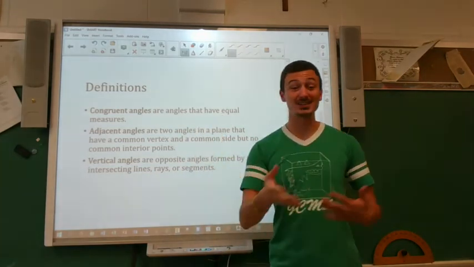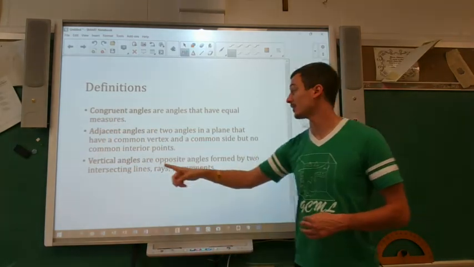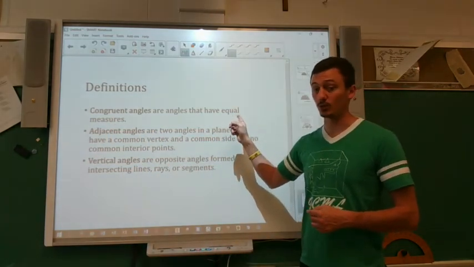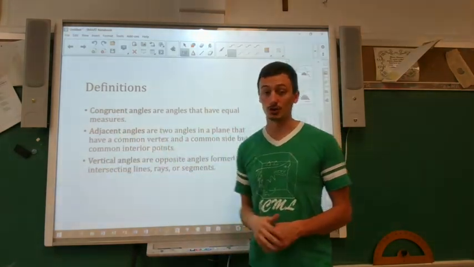Congruent and equal both mean the same, but if you're talking about geometric shapes, they're congruent. If you're talking about numbers, they're equal. So their measures are equal, but the angles themselves are congruent.